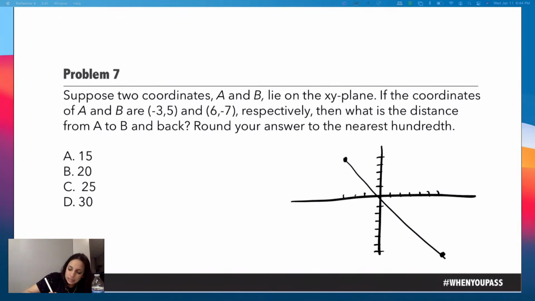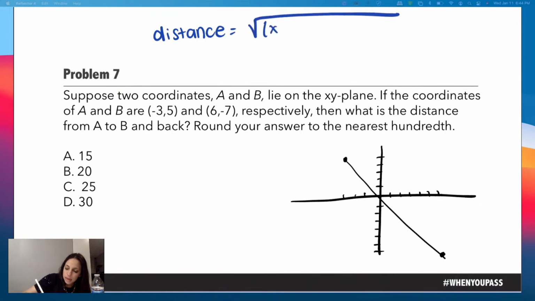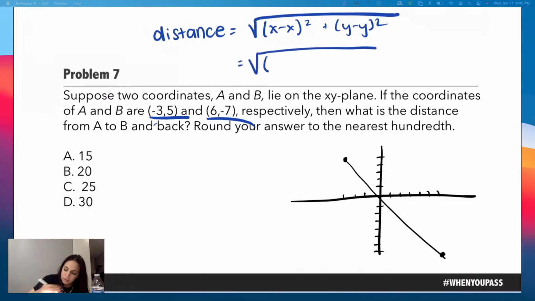So distance equals, we actually talked about the distance formula a little bit ago. Distance equals the square root of x minus x squared plus y minus y squared. Does it matter which one I do first? No, just as long as the x that I use first goes with the y that I use first. So this is going to equal the square root of, I'm going to start with -3.